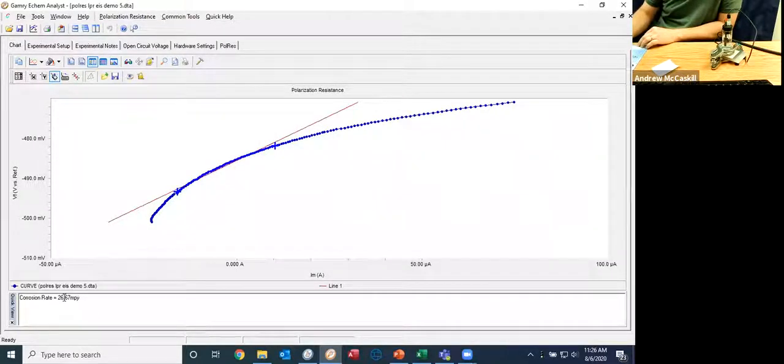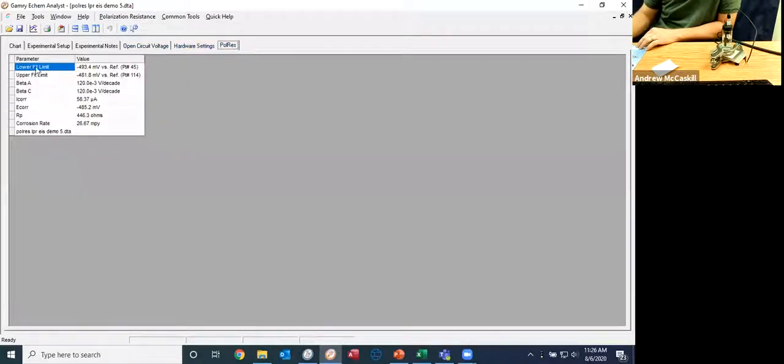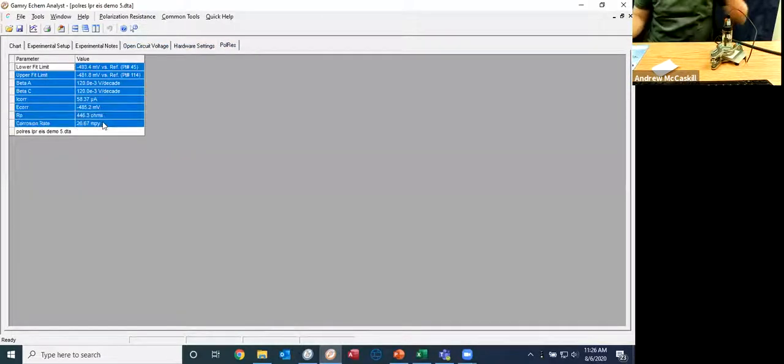And right down here, you see a corrosion rate, 26. That is kind of high, but it's a demonstration. So here are the detailed values. Now, let me just copy these and put these into Excel so you can see what I'm looking at here.